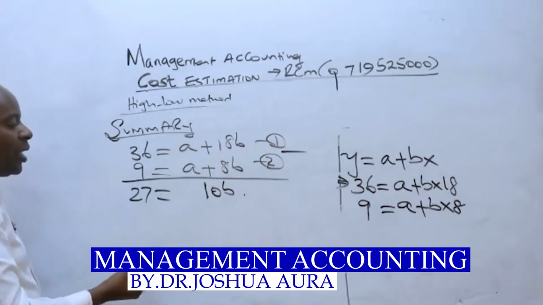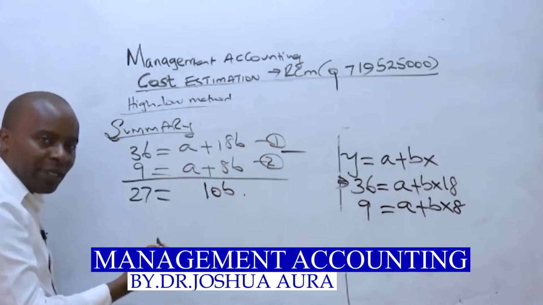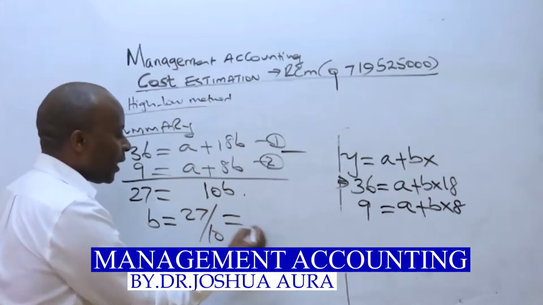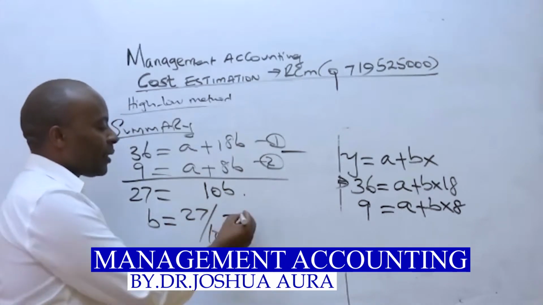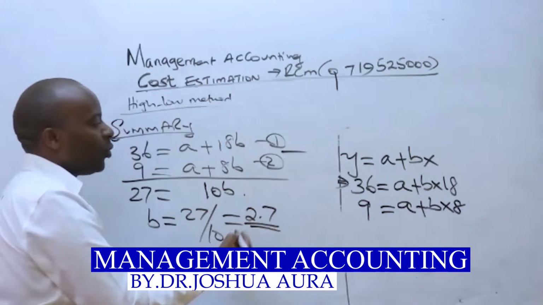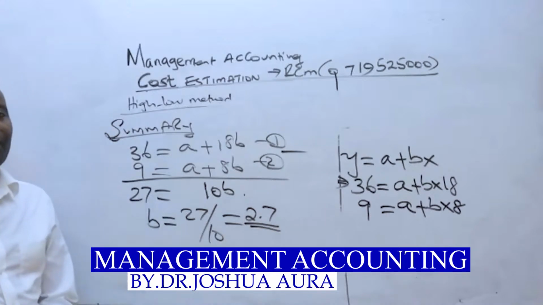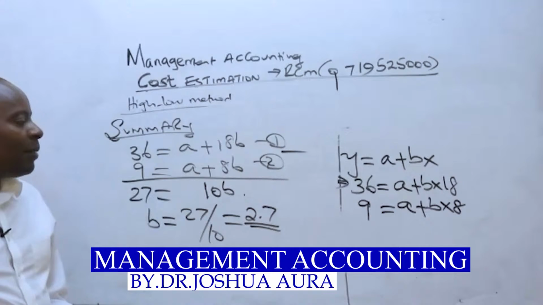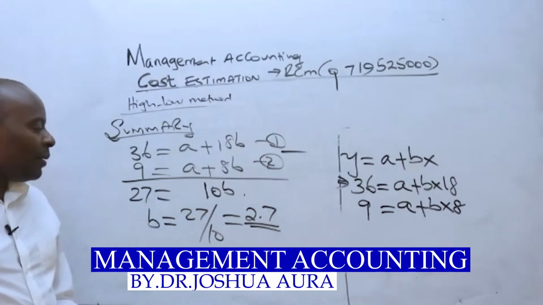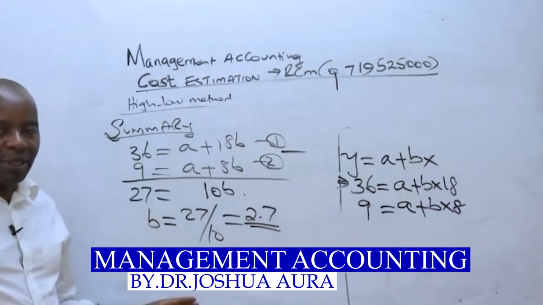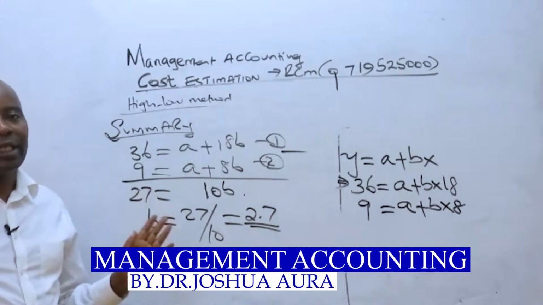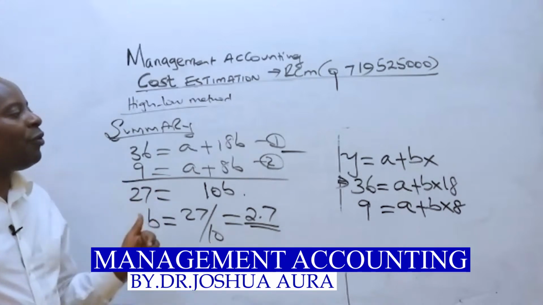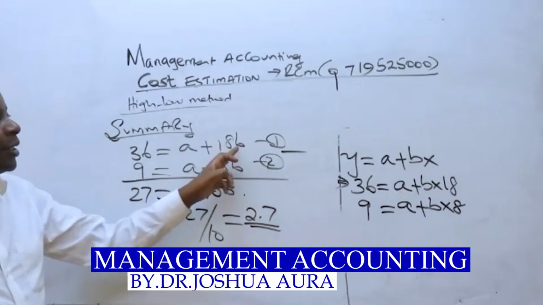Now, if that is the case, I never wanted 10B. I wanted B alone. So B will be 27 divided by 10. So what is 27 divided by 10? Somebody here? 2.7. Thank you very much. Now, ladies and gentlemen, the moment I'm able to get the value of B, I will very easily give you the value of A through substitution.